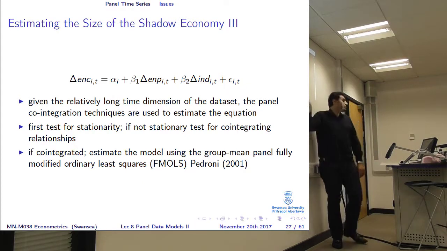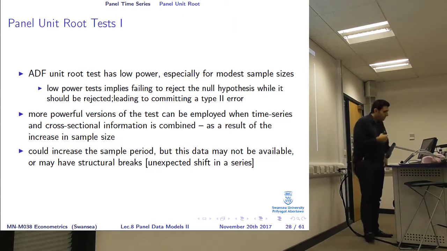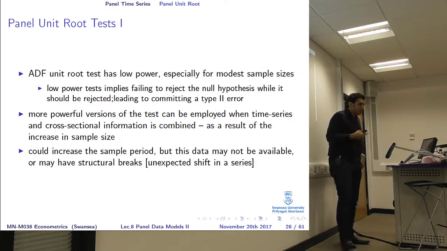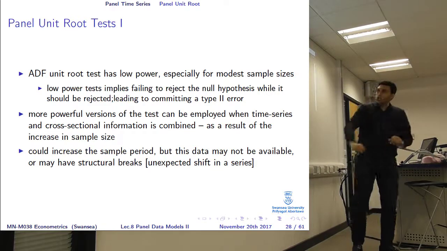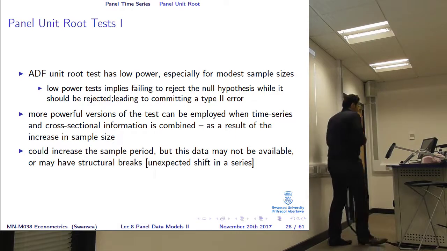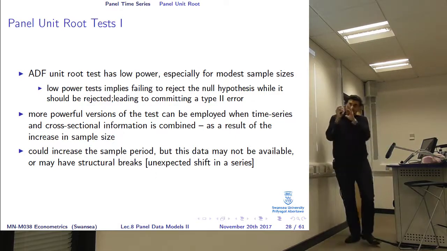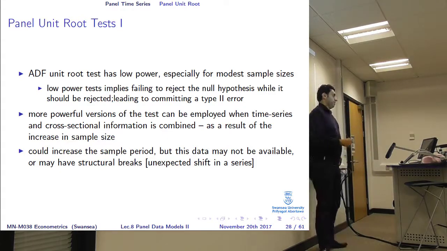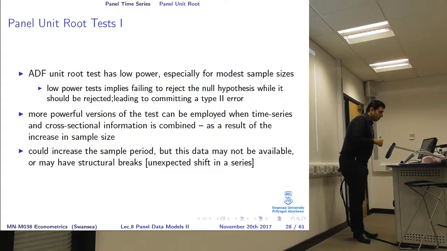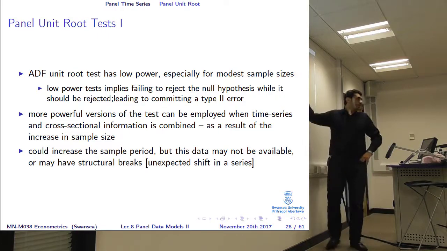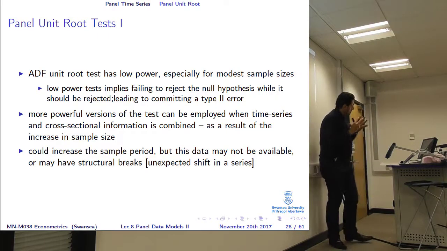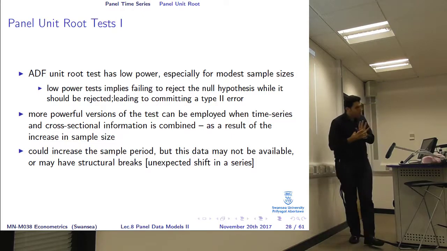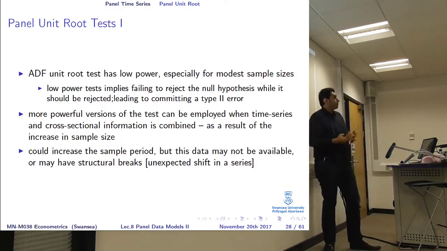So the whole idea is just to get the proxy at the end, the residual. So we need to estimate this equation. There's one problem with unit root tests in general, including the well-known augmented Dickey-Fuller ADF test, which is low power. Low power means that you fail to reject the null hypothesis when it should be rejected.